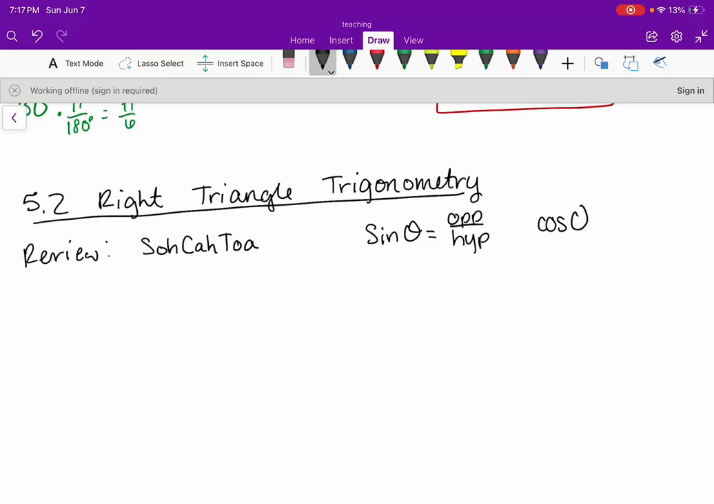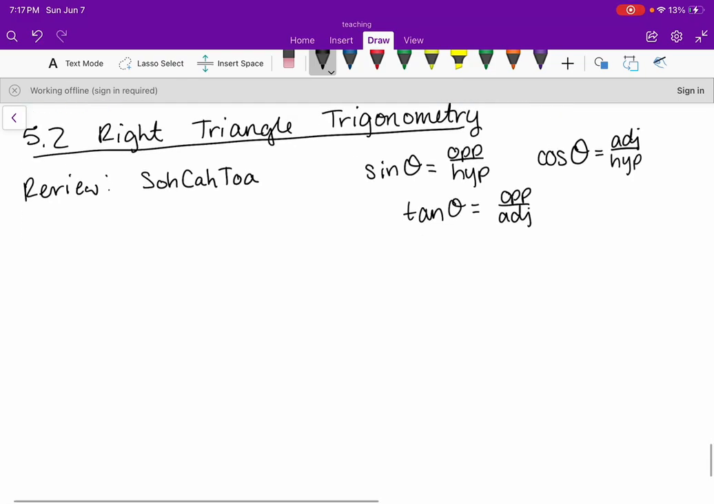Cosine of an angle is equal to the adjacent side over the hypotenuse. And tangent of an angle is equal to your opposite side over your adjacent side. And so if this is not review, let me give you a little bit more background.